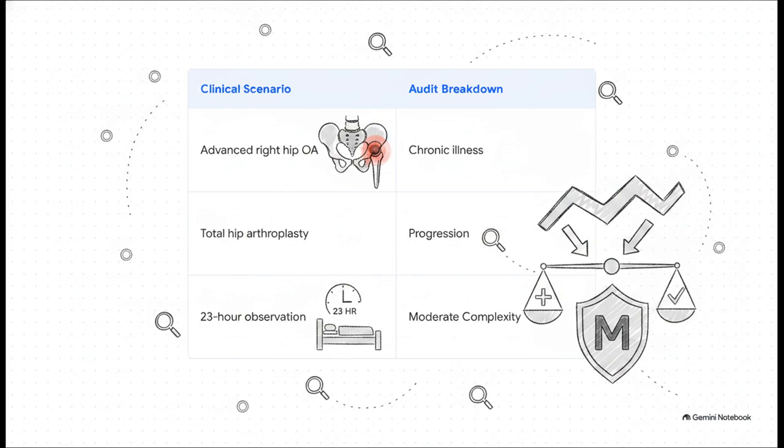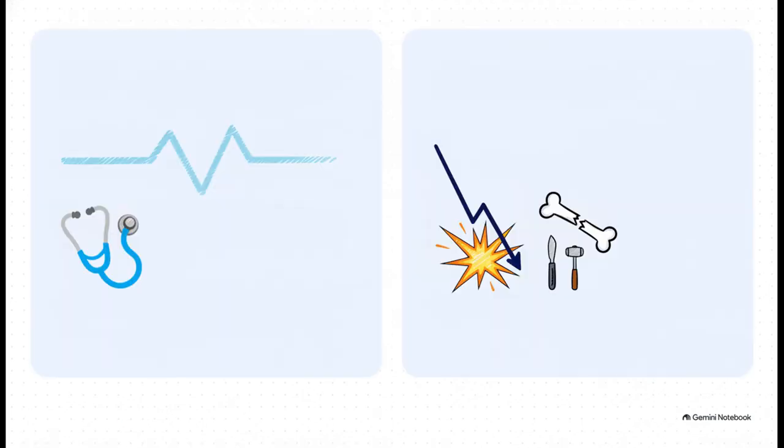You should immediately recognize this as a chronic illness with exacerbation or progression, which, once again, lands us squarely at moderate complexity. And this brilliantly illustrates the vast difference between a run-of-the-mill stable issue and a progressive disease. Think about it. A stable chronic illness is controlled, it's routine, it's steady.